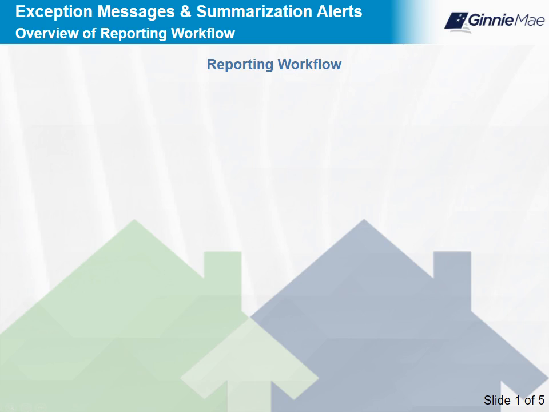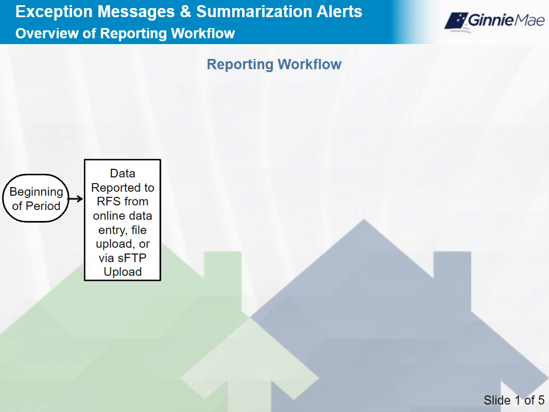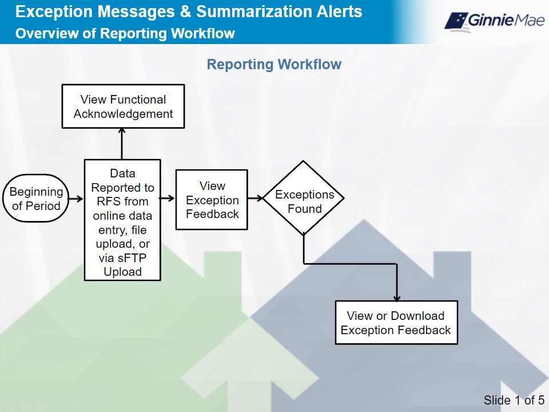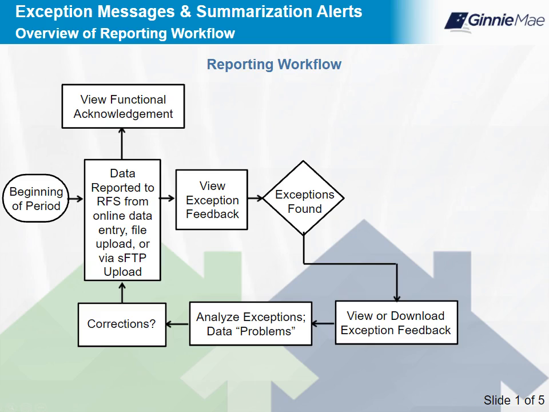Let's take a moment to examine the reporting workflow to understand when the exception feedback comes into the process. At the beginning of the period, data is reported to RFS from online data entry, file upload, or via Secure File Transfer Protocol, SFTP upload. Then, you are able to view the functional acknowledgement. Next, view exception feedback. If exceptions are found, view or download the exception feedback. Then analyze the exceptions and any data problems. After making corrections, repeat the process previously discussed.